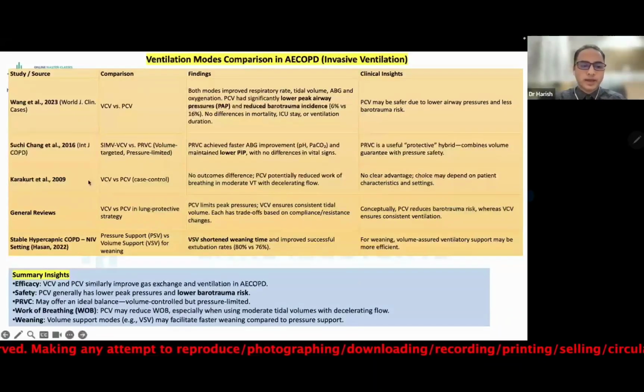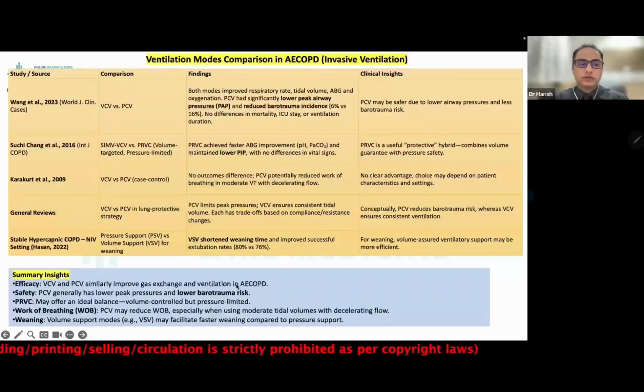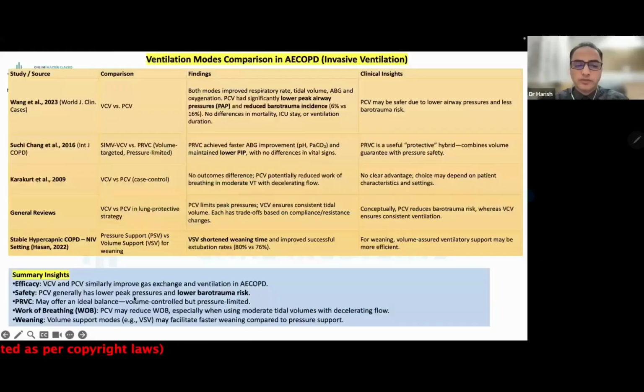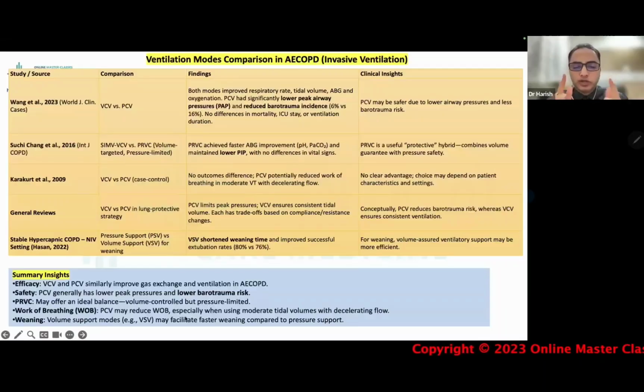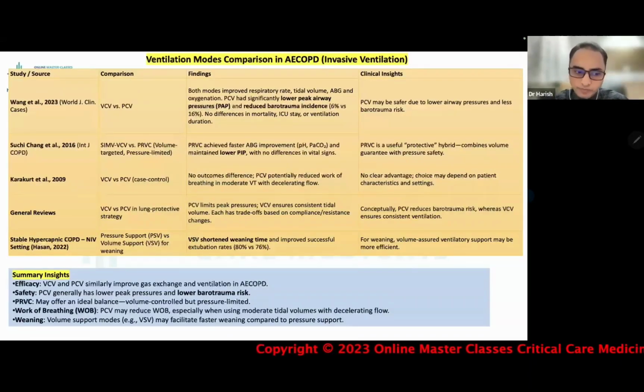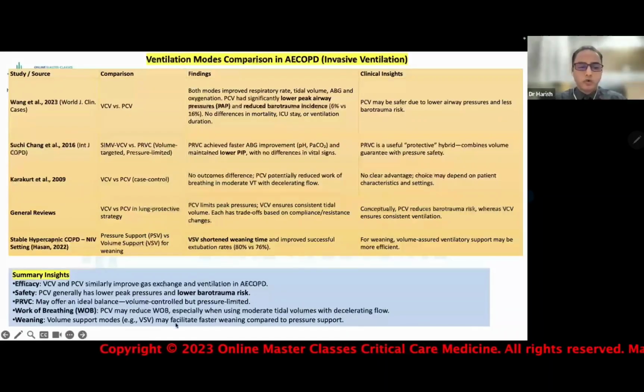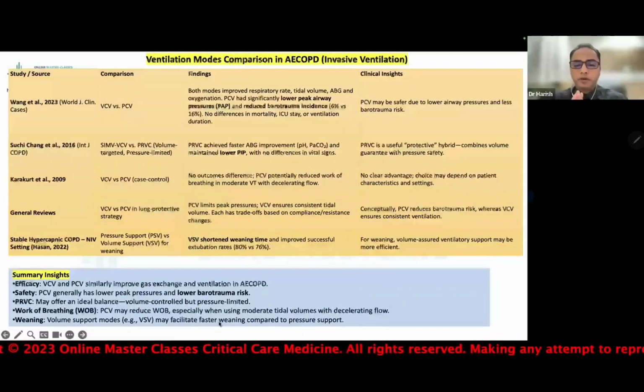Okay, so there is data in terms of efficacy: volume control and pressure control ventilation similarly improve gas exchange and ventilation in acute exacerbation of COPD. In terms of safety, pressure control ventilation generally has a lower peak pressure and lower chance of barotrauma risk. So pressure regulated volume control ventilation, that is PRVC, may offer an ideal balance of volume controlled but pressure limited ventilation. For work of breathing, pressure controlled ventilation may reduce work of breathing, especially using moderate tidal volume with a decelerating flow. In terms of weaning, volume support mode may facilitate faster weaning compared to pressure support mode.